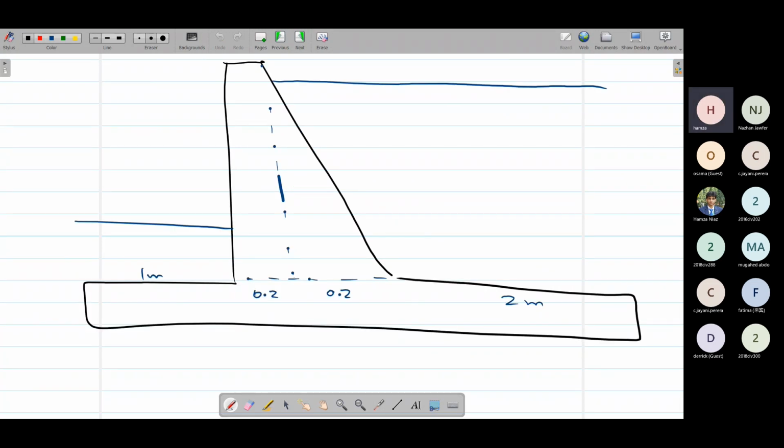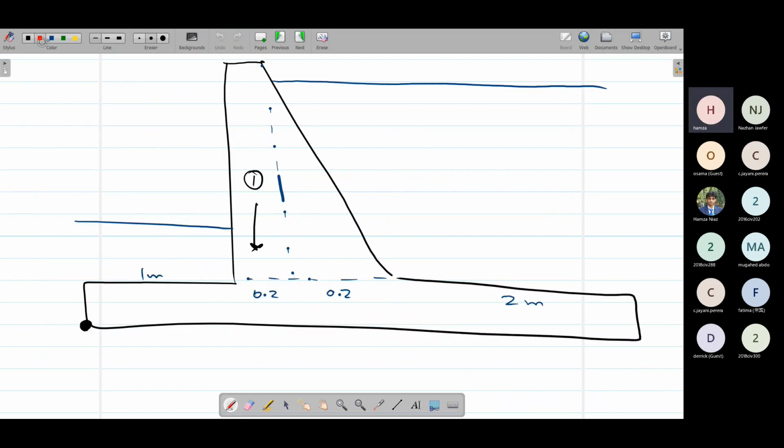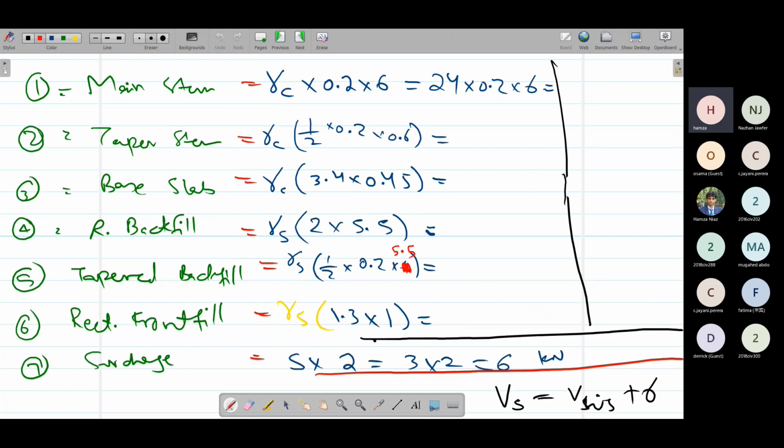Where do we have to take the moment arm? We have to take the moment at the toe, at the bottom of the toe. So for example, for our first force, the main stem force, what would be our moment arm? It would be simple like this: 1 plus 0.2 over 2. This half length of this portion, 0.2 over 2, plus 1, the toe length. So that would be 1.1 meters. So its moment arm would be 1.1 meters.